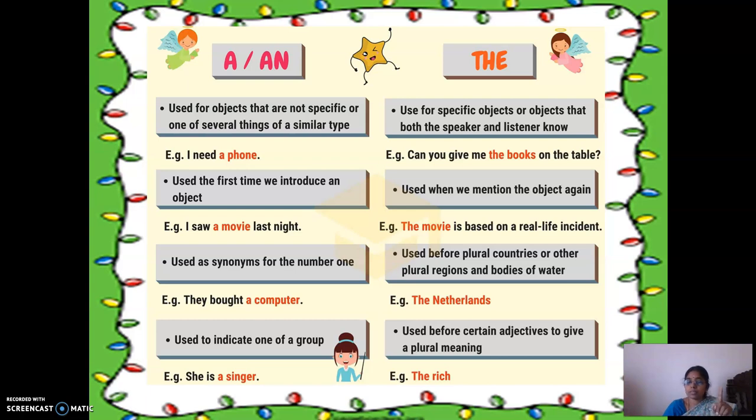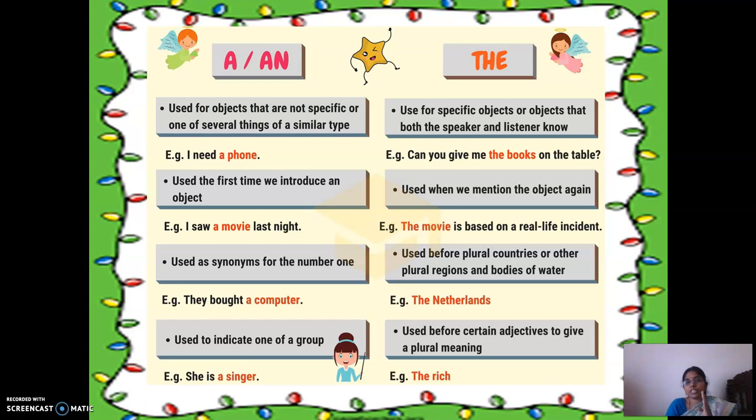So examples: I need a phone. I saw a movie last night. They bought a computer. She is a singer. So what are the rules? First, used for objects that are not specific or one of several things of similar type. Used for the first time we introduce an object. Used as a synonym for the number one. Used to indicate one of a group. So there are four rules for a.